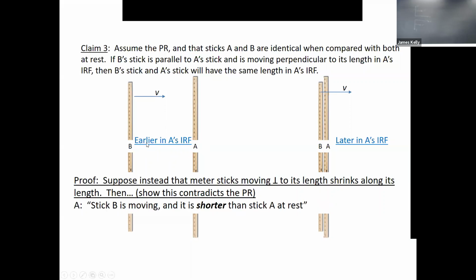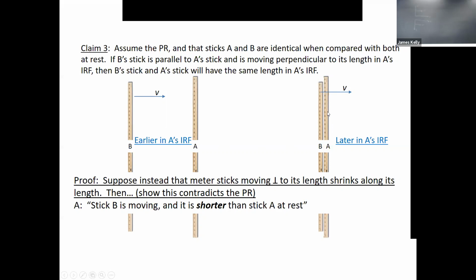So looking at the situation on the left, A would say stick B is moving, and it's shorter than stick A when stick A is at rest and B is moving by. In other words, I set this up in a very particular way on the worksheet, problem 3. I'm just going by the picture shown here. Suppose this is the picture that A sees. Here it is at an earlier time as seen by A. Here it is at a later time when they're coinciding, and we're going to use that coinciding.